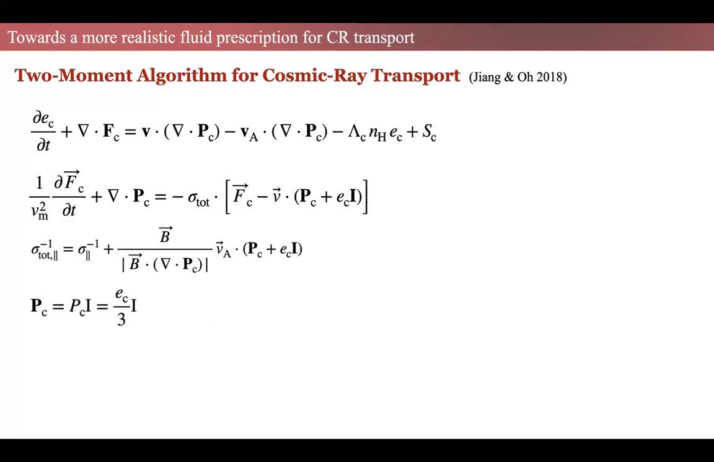Finally, we need a closure equation to close this set of equations. And in most astrophysical applications, we can assume that cosmic rays are closed to be isotropic, so the cosmic ray pressure is 1/3 of the cosmic ray energy density.